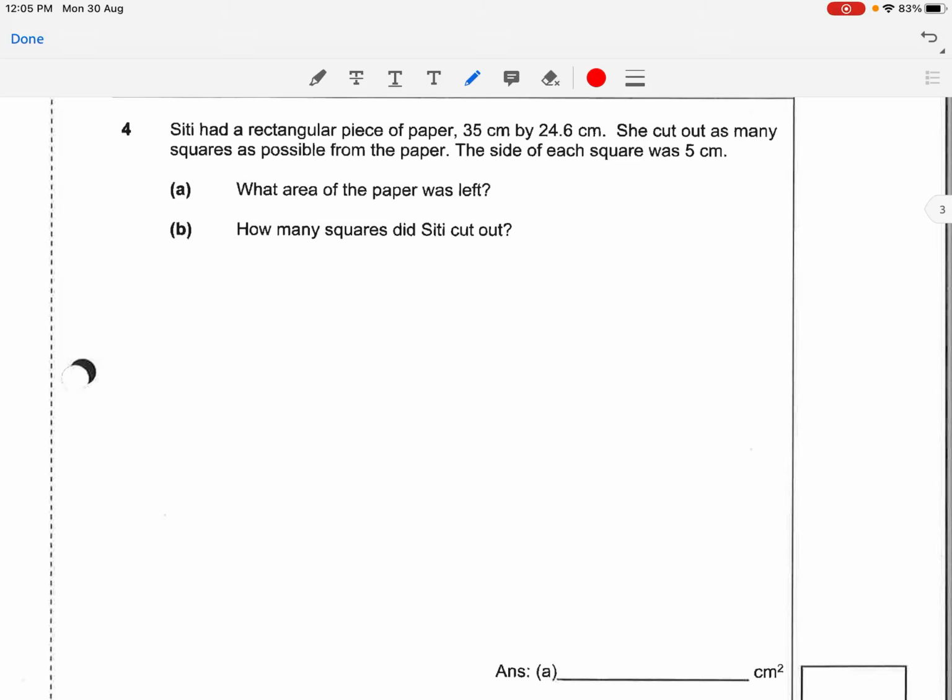Question 4. Siti had a rectangular piece of paper, 35 cm by 24.6 cm. She cut out as many squares as possible from the paper. The side of each square was 5 cm.